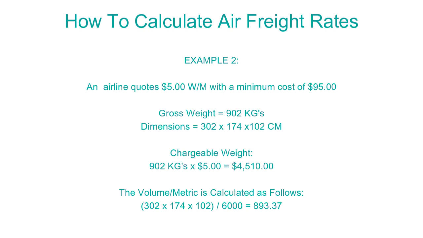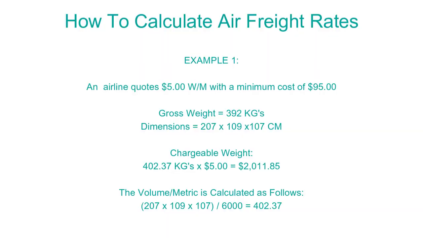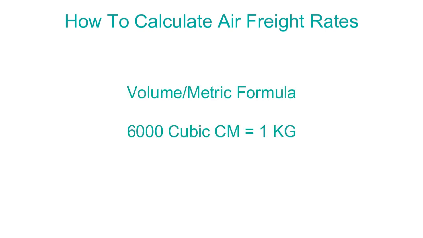So I've given you two examples. I've given you an example where it volumes out and another example where it doesn't volume out. And also what I've done is I've given you an example of how I calculated the 402.37. And you'll see it, it's 207 by 109 by 107 divided by 6,000. Because 6,000 cubic centimeters is the equivalent of 1 kilo in weight.